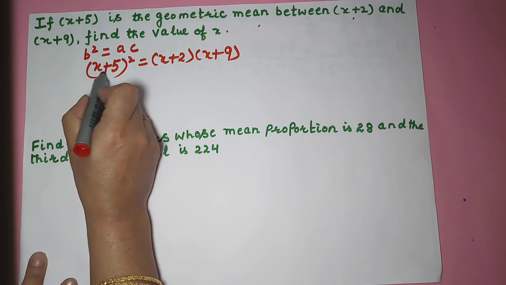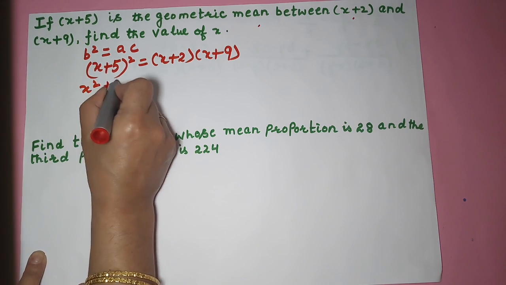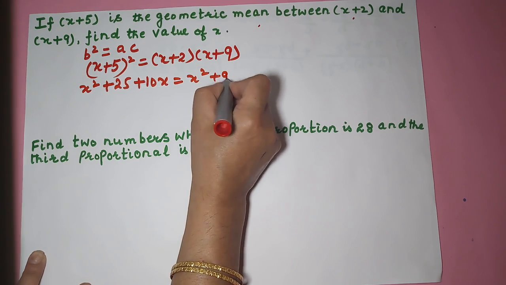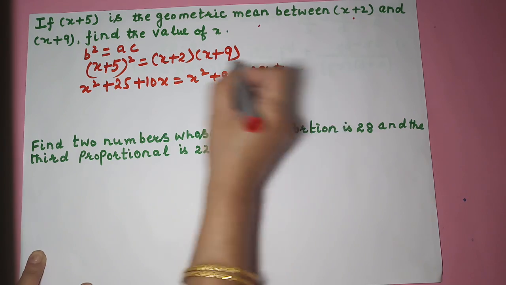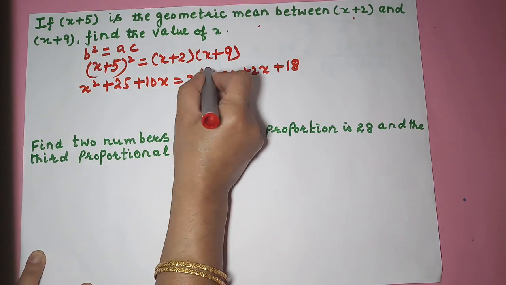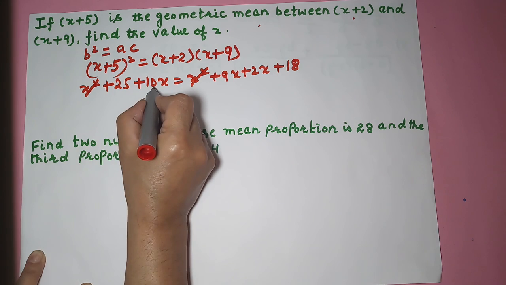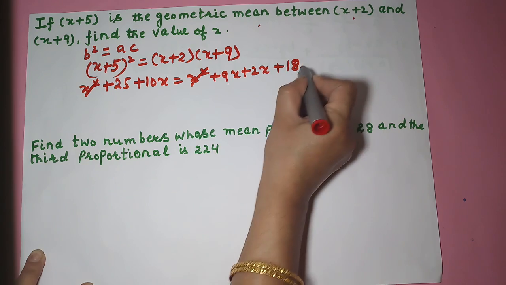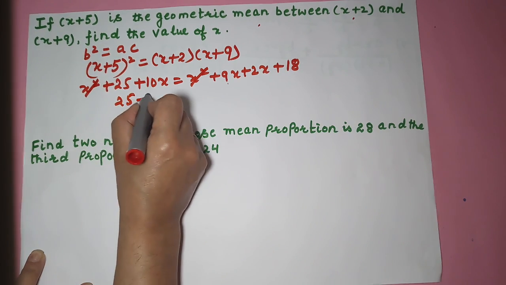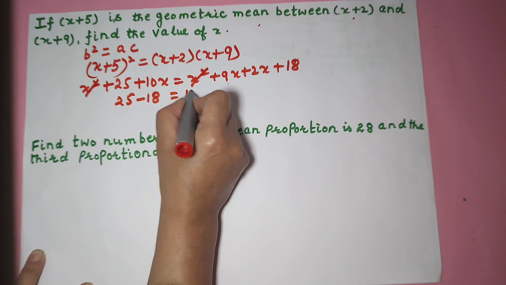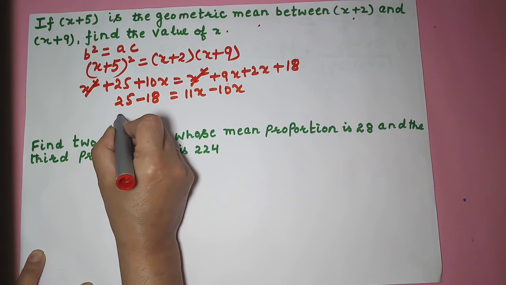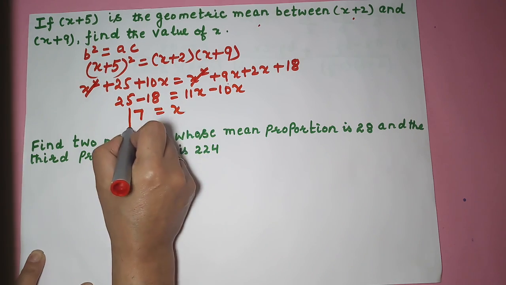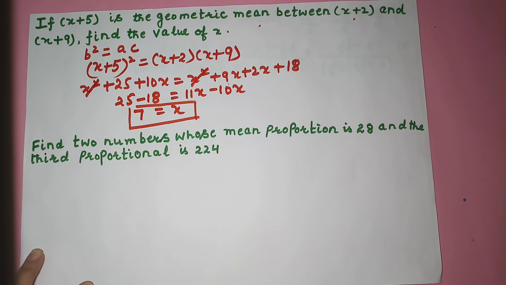Right? So, let's open this. This becomes x square plus 25 plus 10x equal to x square plus 9x plus 2x plus 18, since 2 nines are 18. So, x square and x square will go. You are left with 10x. 9x plus 2x is 11x. So, let's shift this here. You will get 25 minus 18 is equal to 11x minus 10x. If you subtract 18 from 25, that is 7 equal to x. So, you got the value of x as 7.